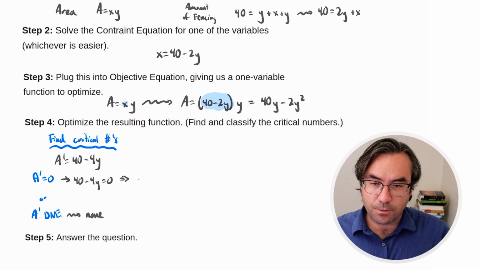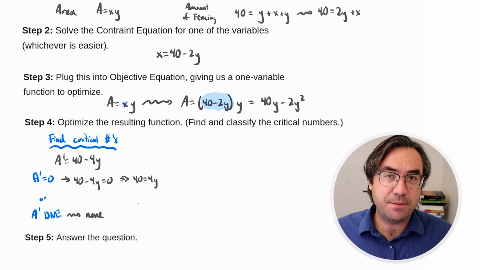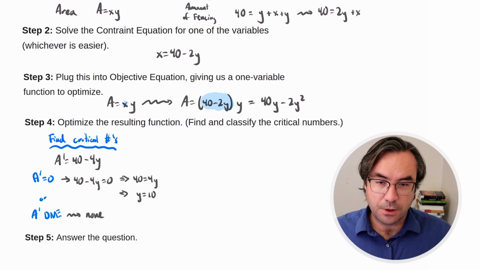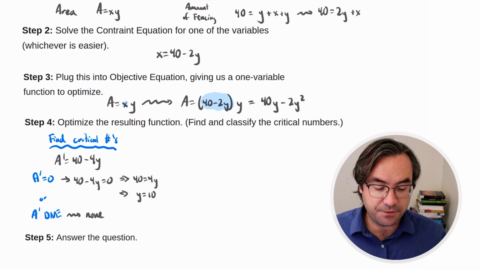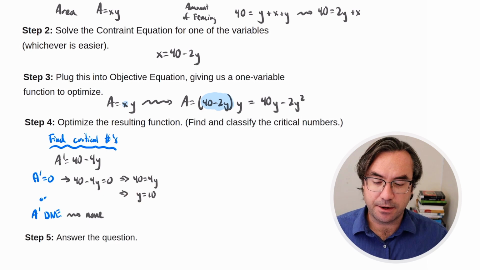And we add 4y to both sides. So 40 is equal to 4y. And then if we divide by 4, we get y is equal to 10. All right, so that's our critical number. So if this area function is going to have a max or a min, it can only happen there.